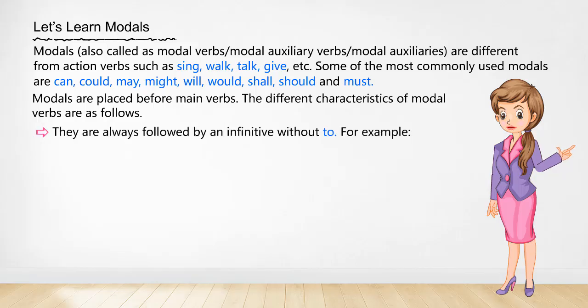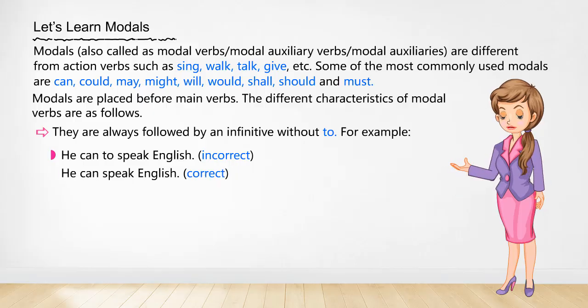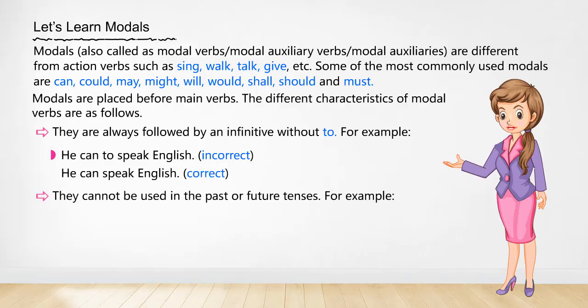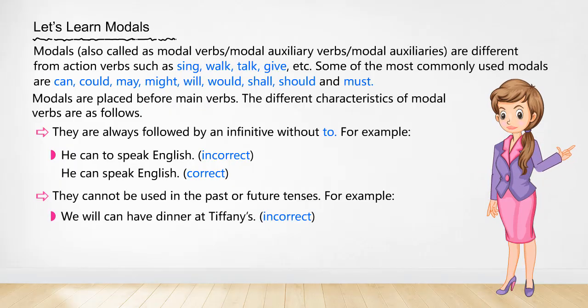They are always followed by an infinitive without to. For example, he can to speak English. Incorrect. He can speak English. Correct. They cannot be used in the past or future tenses. For example, we will can have dinner at Tiffany's. Incorrect. We will have dinner at Tiffany's. Correct.